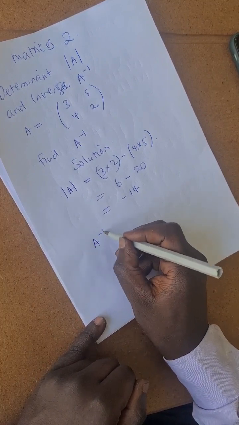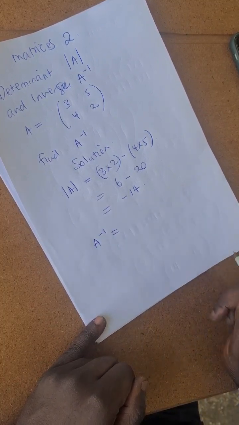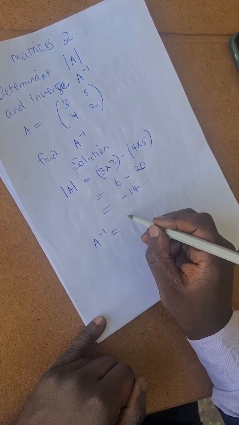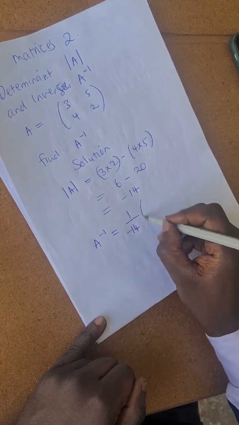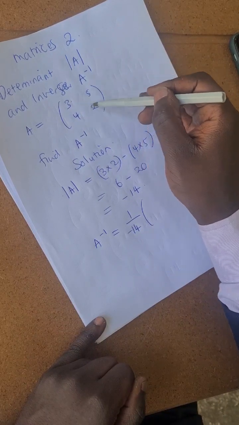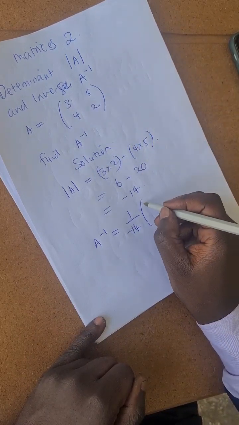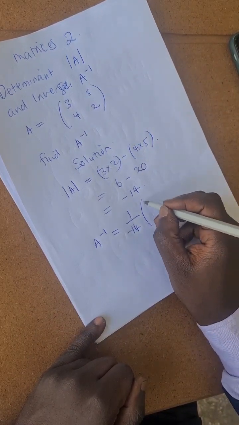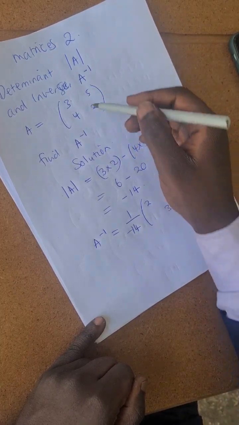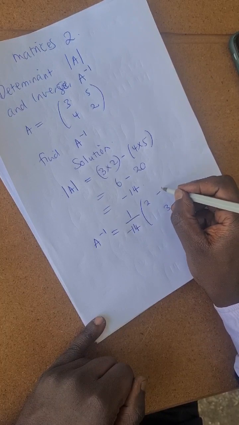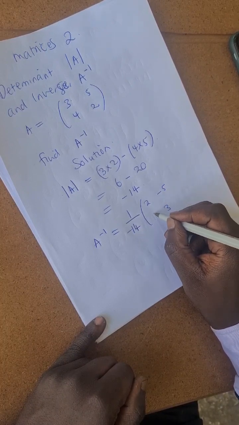So if you're going to write the inverse now, you say the inverse of A is equals to 1 over the determinant, 1 over minus 14. These ones change sides, like 2 comes here, 3 comes here. These ones change signs. They were both positives, so we're just going to say minus 4, 5, and 4.